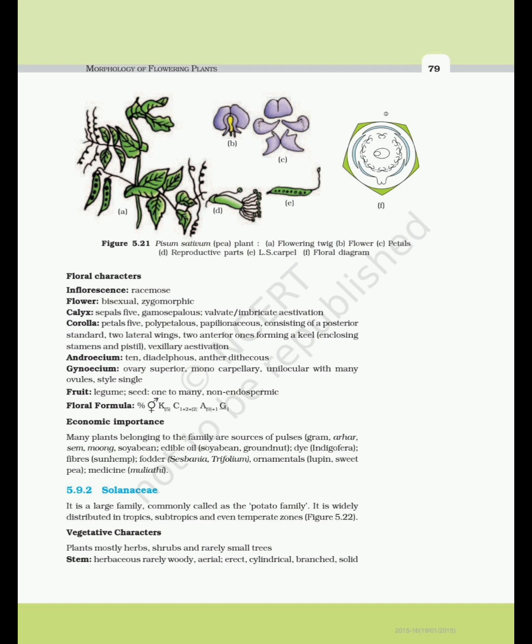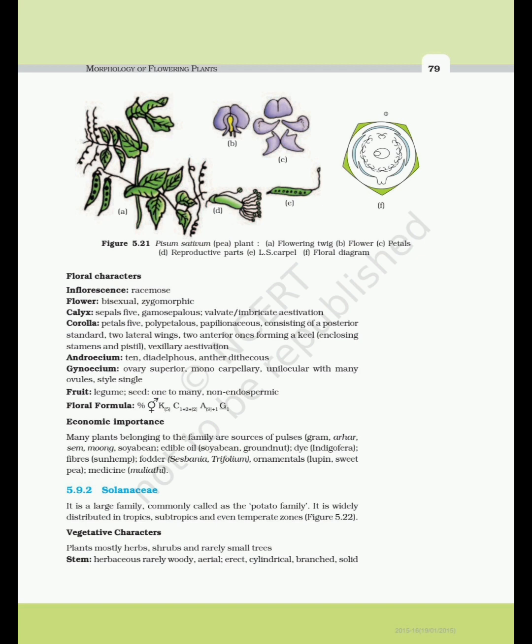Floral formula: %, K(5), C 1+2+(2), A (9)+1, G 1. Economic importance: many plants belonging to the family are sources of pulses: gram, arhar, sem, moong, soybean; edible oil: soybean, groundnut; dye: indigo; fibers: sunhemp; fodder: Sesbania, Trifolium; ornamentals: lupin, sweet pea; medicine: mulethi.